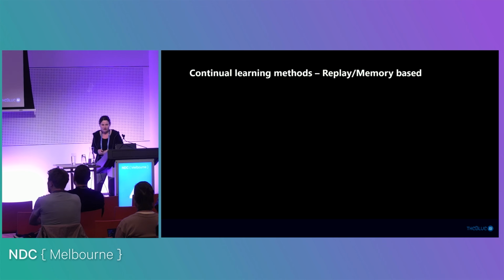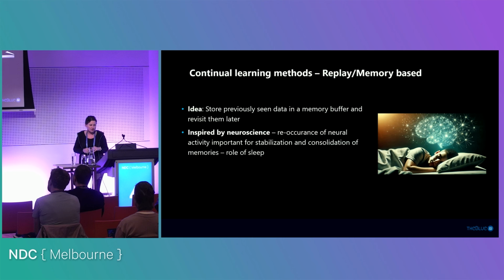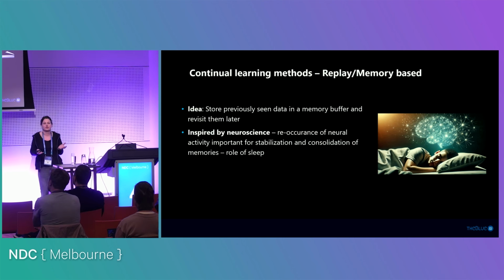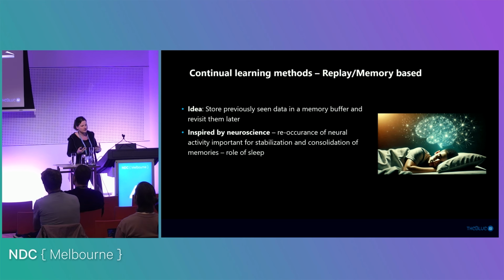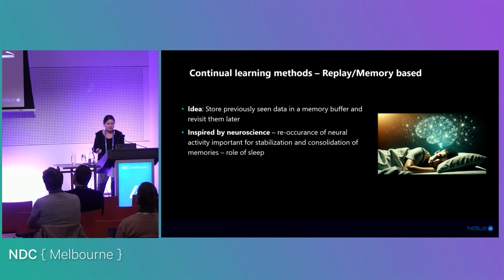Another group of methods are the memory-based methods. So the main idea here is that we store some part of the data in memory, and we use it in the training of the new tasks. So it's also inspired by neuroscience, and quite interestingly by the mechanism of sleep. While we are sleeping, our brain is repeating some neural activity so that we can consolidate our memories. And this is why the role of the sleep is also so important, especially for children, so that they can build the new connections in the brain.